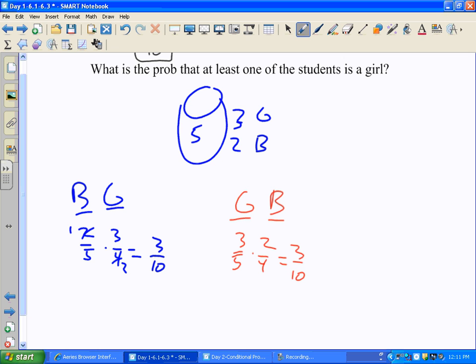Because the same thing's happening. I get a girl and a boy. In one I pull the boy first, and then the girl. And in the other I pull the girl first, and then the boy. The probability is the same because I start with the bucket, the same with 5 people in it every time.